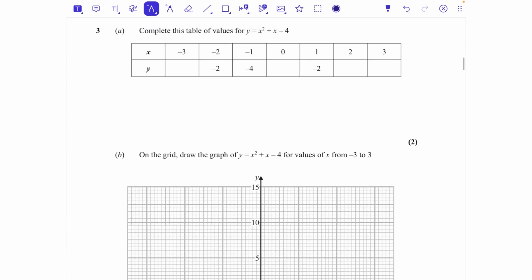Question number 3. Complete the table of values for y equals x squared, add x minus 4. Now, if this was a non-calculator paper, I would be telling you to do this very differently. But given that this is a calculator paper, paper 3, I'm going to say do it one of 2 ways. The first way is to use brackets. So in your calculator, you are going to type this. But every time you see an x, you're going to use brackets. So bracket, bracket squared, add bracket, bracket, minus 4. So we're just rewriting this, but with brackets every time there's an x.